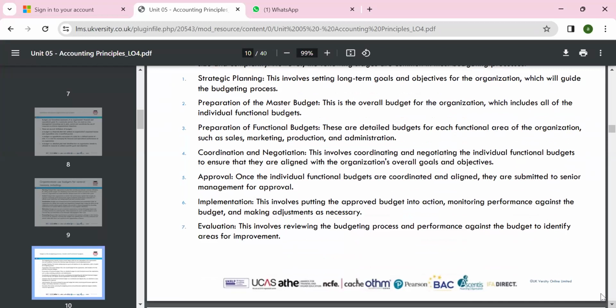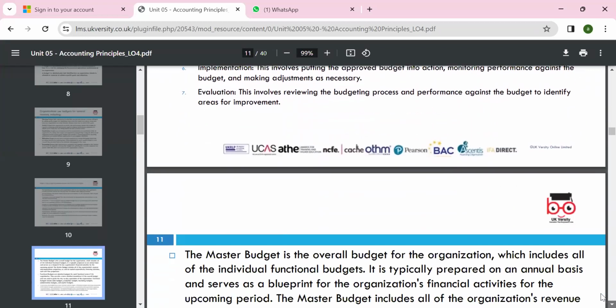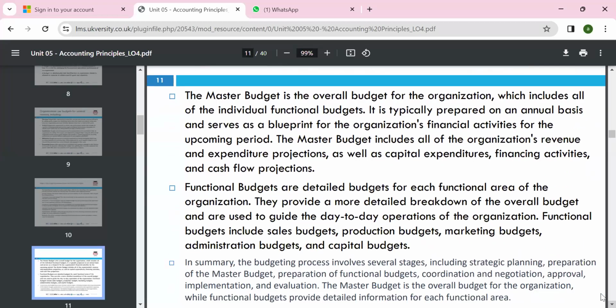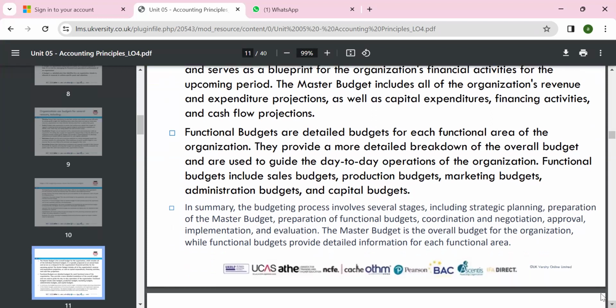Evaluation involves reviewing the budgeting process, performance against the budget, and identifying if we need to improve any areas. The master budget, which we said is the overall budget of the organization, includes all functions and is typically prepared on an annual basis. It can cover all the revenue, expenses, any activities, financial and cash flow. A functional budget is a detailed budget for each functional area, such as marketing, administration, HR, and IT. These budgets are known as functional budgets.